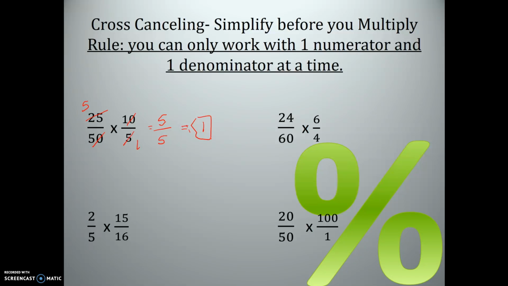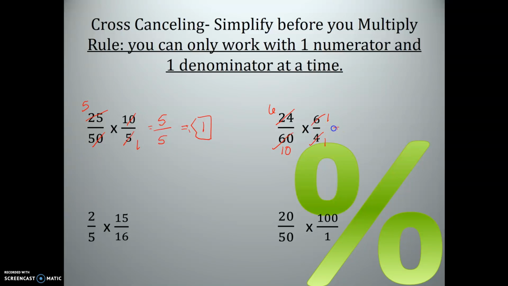Okay, let's do another one. 24/60ths times 6/4. Right away I can see that 24 and 4 have a common factor, and it is 4. So let's simplify by dividing by 4. 4 divided by 4 is 1. 24 divided by 4 is 6. Now 6 and 60 also have a common factor, don't they? And it is 6. So 6 divided by 6 is 1. 60 divided by 6 is 10.